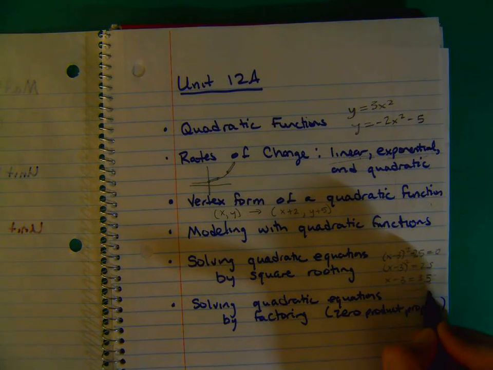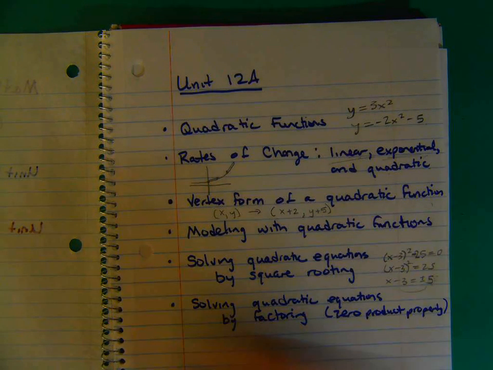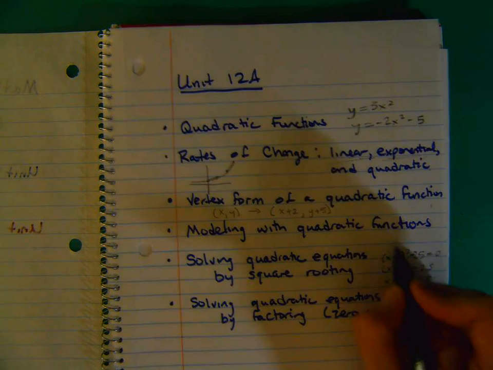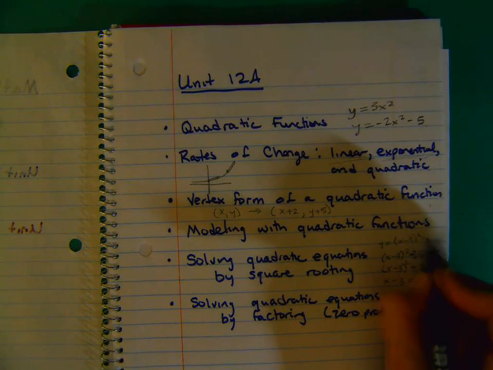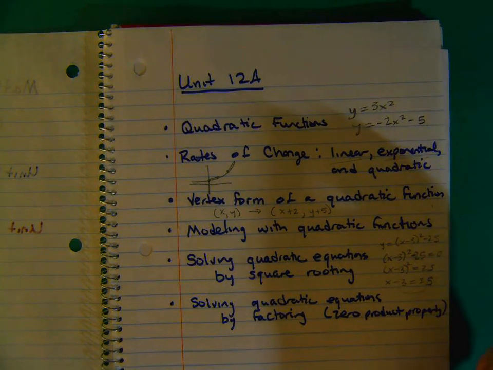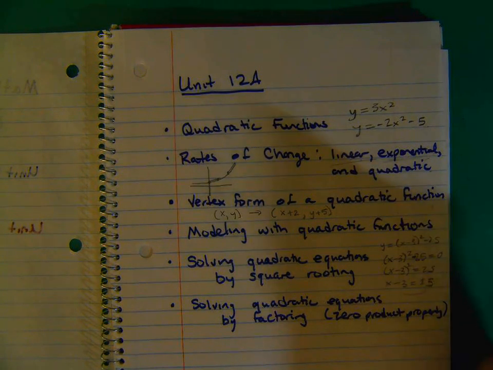They should get 2 answers, and they should see that on the graph, that when I graph this function, y equals x minus 3 squared minus 25, it hits where y equals 0 2 times. It hits the x-axis 2 times. So they're going to be solving by square rooting. They're going to be able to look at the graph and see how that applies.